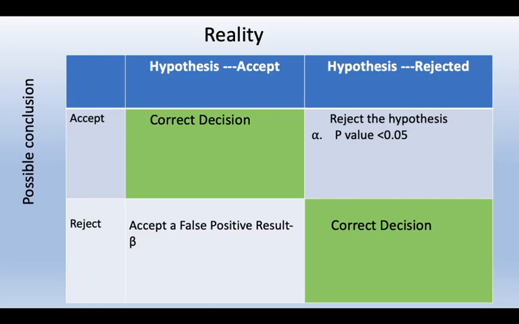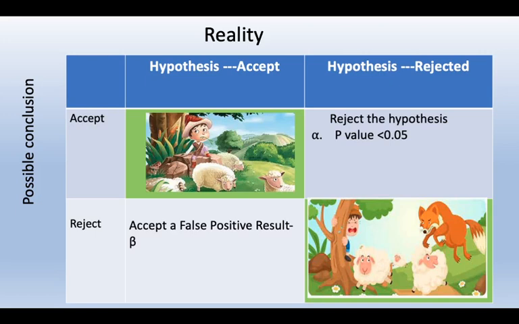And over here in the lower left side, we say that we accept a false positive result. Actually, there is a significant difference, but in our case, we say that no, there is not, an exoneration of something incorrectly. So the probability of concluding that the facts don't differ, while in reality they do differ, is labeled as beta.